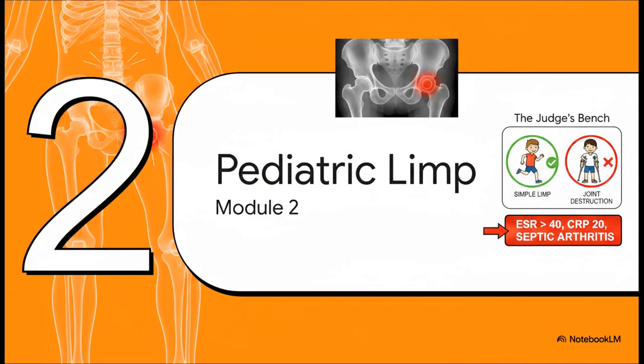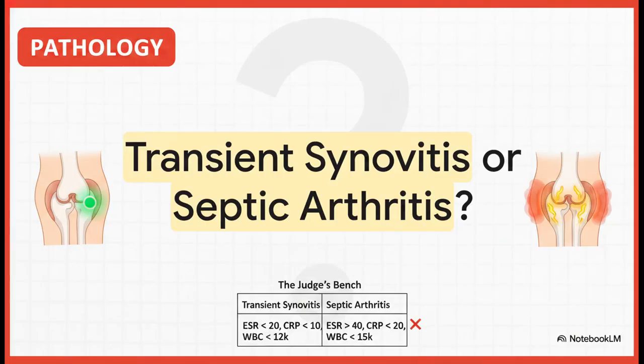Moving right along to Module 2, Reconstituting the Pediatric Limb. We're shifting focus to the acute pediatric hip, an area where diagnostic boundaries dictate the difference between a simple, self-resolving limp and permanent joint destruction. So, is it transient synovitis, or is it a destructive septic arthritis? I'll challenge you to identify the true discriminator here.